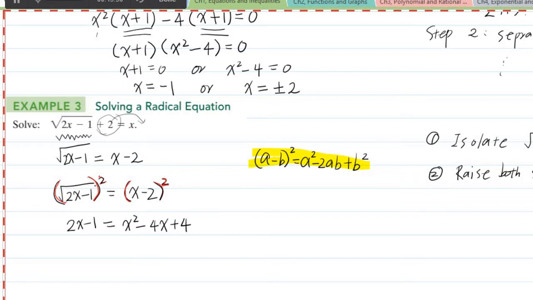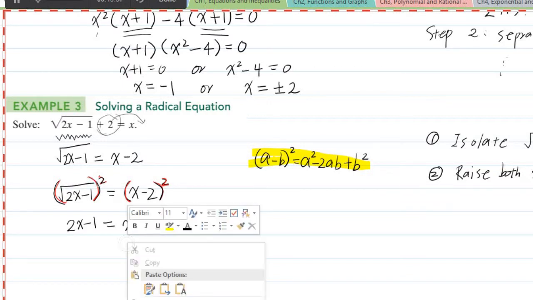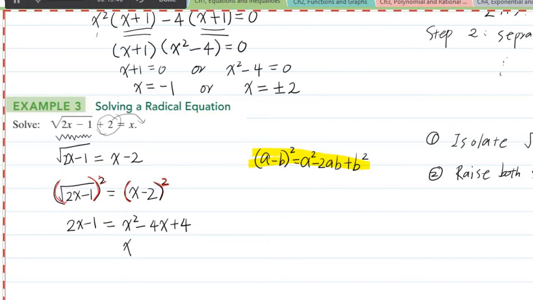Okay, let's make it a little bit nicer looking. I'm going to move everything. In this case, I'm going to have x squared minus 4x plus 4. This side I want to turn to 0. If I want to turn this side to 0, remember, I can just move everything to the other side of the equation, right?